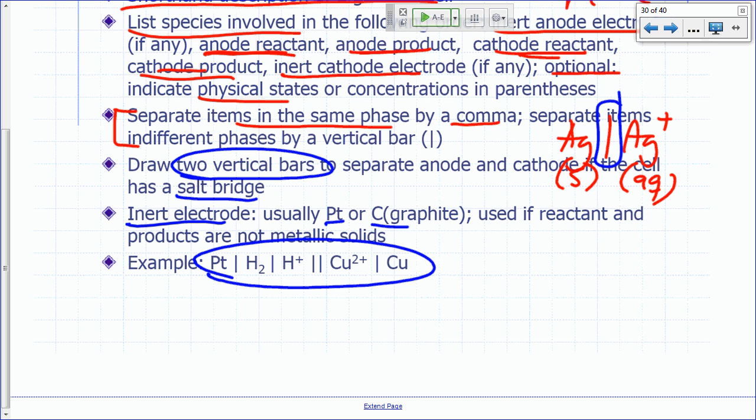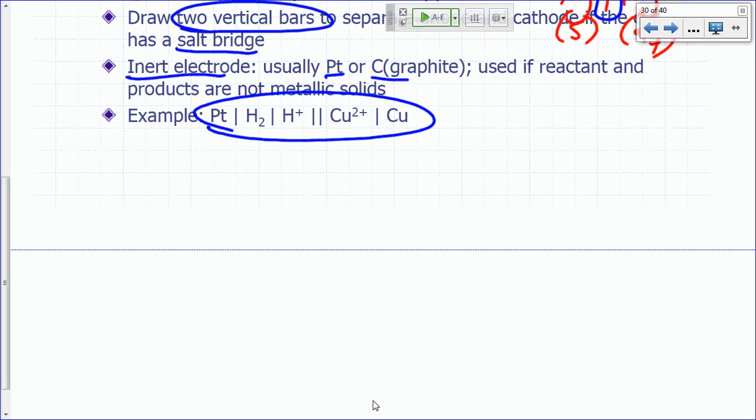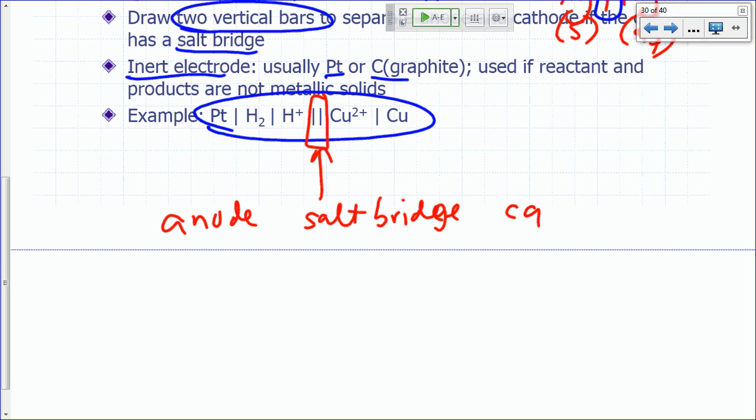Which one's the anode? We start with the anode, right? And then you end up with the cathode. First, let's look at the easiest one to identify right here. What does this represent? That's a salt bridge, right? And so, anode on the left, salt bridge, and then cathode on the right.